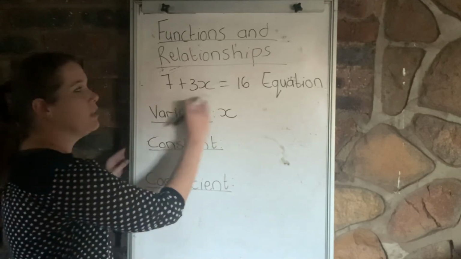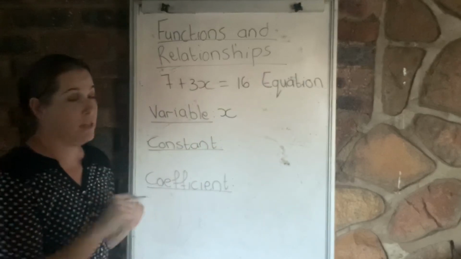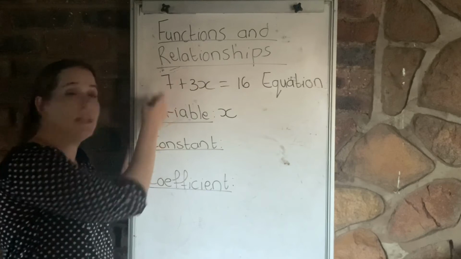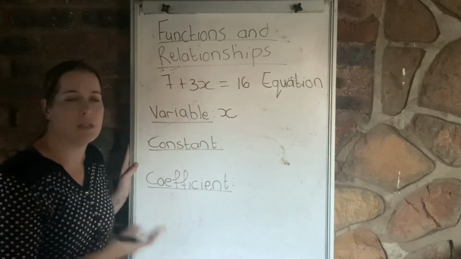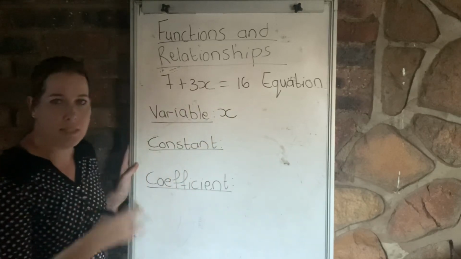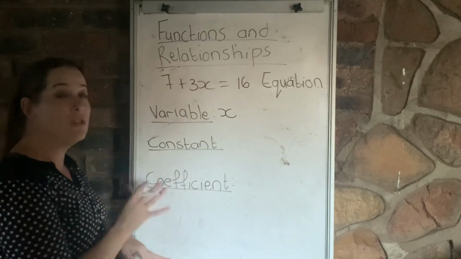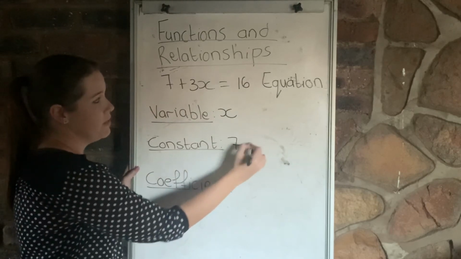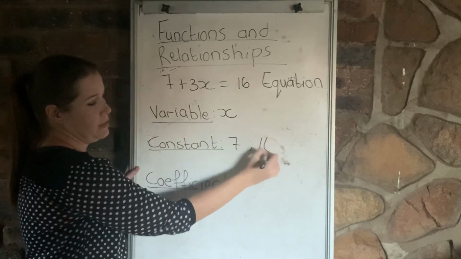So if you look at the equation, there are two constants here. 7 will always be 7. If you add a 1 in front, it's not 7, it's 17. 7 will always be 7, and 16 will always be 16. It will never change. So those are constants in this equation. So it'll be the 7 and it'll be the 16.